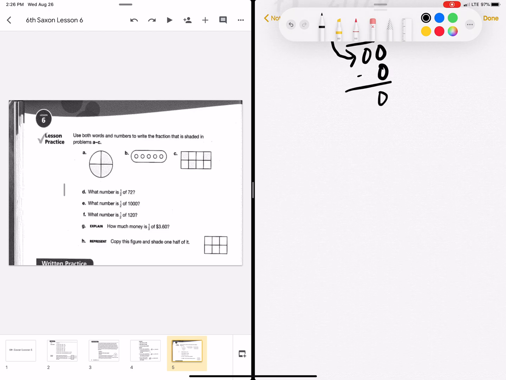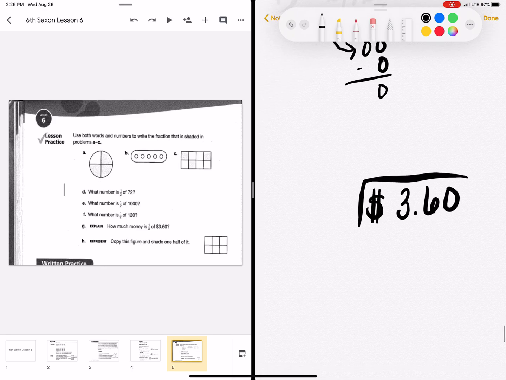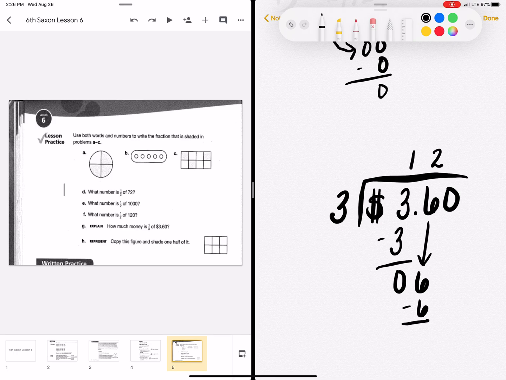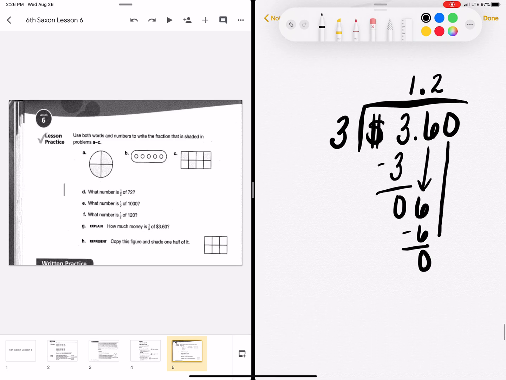How much money is 1/3 of $3.60? So $3.60 divided by the denominator of 3. 1 times 3 is 3. Subtract and you have 0. Bring down your 6. 2 times 3 is 6. 6 minus 6 is 0. Put your decimal in your answer. Bring down the last digit. There are 0 3s in 0. And now you subtract and you have no remainder. So the answer is $1.20.